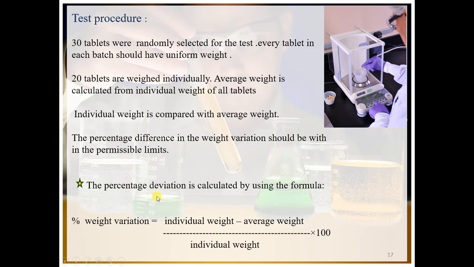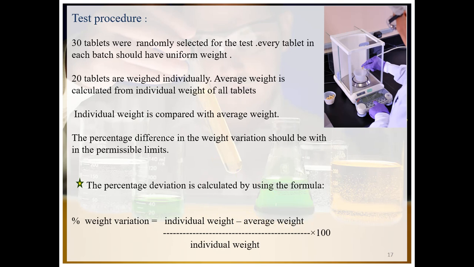Now, look at this formula. The general formula by which the percentage deviation is calculated: the percentage weight variation is equal to the individual weight of the tablet. Here you will put the individual weight of the tablet, and then it is subtracted from the average weight of the tablets.